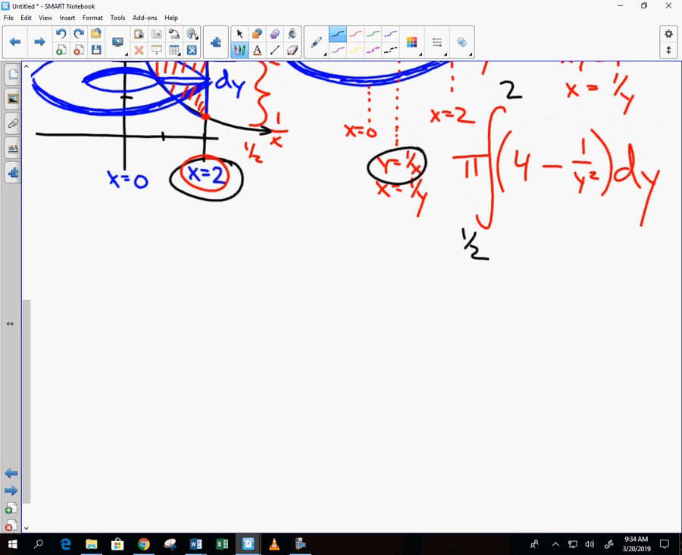All right. What now? And what's the antiderivative for 4? 4y. What's the antiderivative of negative 1 over y squared? Positive 1 over y. Is that cool? It's really neat, isn't it? Evaluated from 1/2 to 2. So plug in 2.